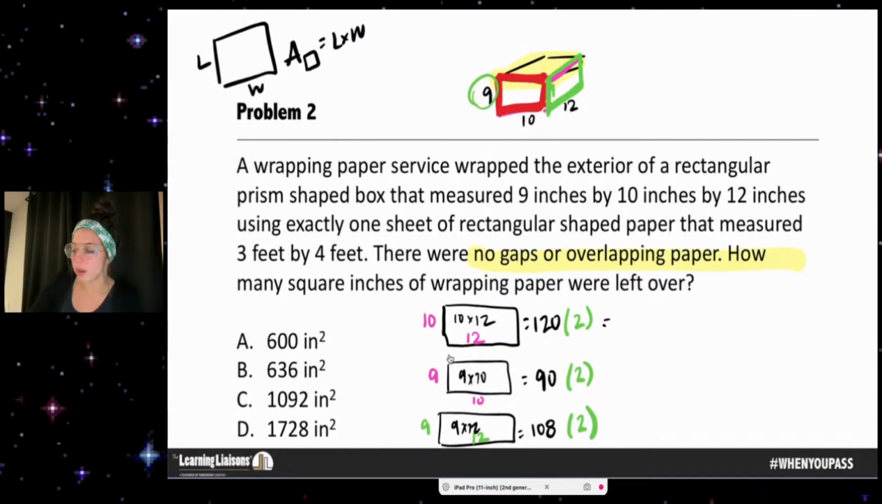So 120 times 2 is 240. 90 times 2 is 180. And 108 times 2 is 216. What am I going to do with that information now?